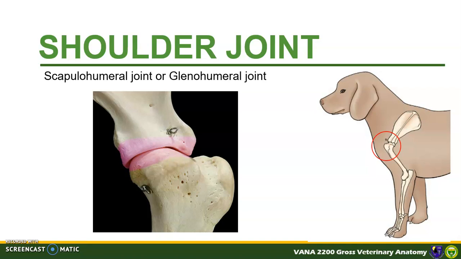In naming joints, usually the names of the articulating bones are represented. Take note that the first bone mentioned is the bone that is more proximal to the body. In this case, scapulohumeral joint, which means between the scapula and the humerus. Or to be specific, it can be glenohumeral joint, or between the glenoid cavity of the scapula and the humerus.